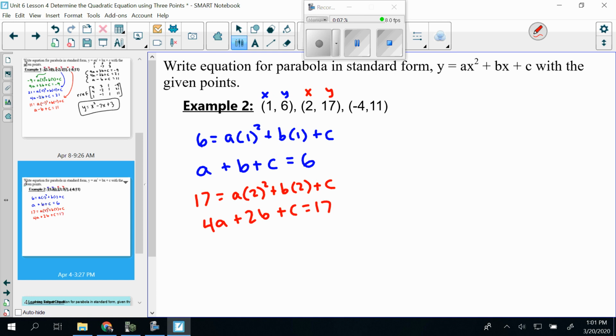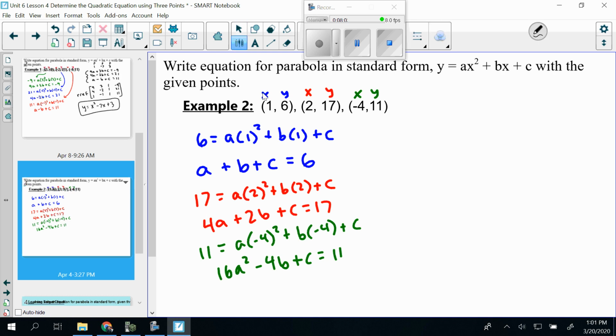All right, why don't you guys pause the video, see if you can do this last point, come up with the equation for that one. All right, let's check how you did. You got 11 here equals this squared plus this times -4 plus c, and simplifying that one, you should have gotten 16a minus 4b plus c equals 11.